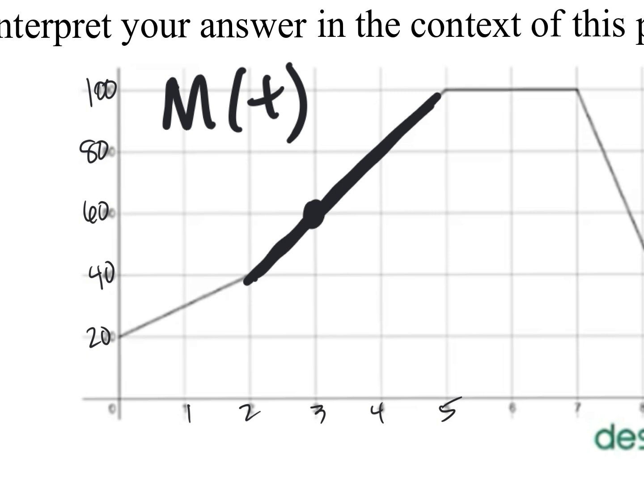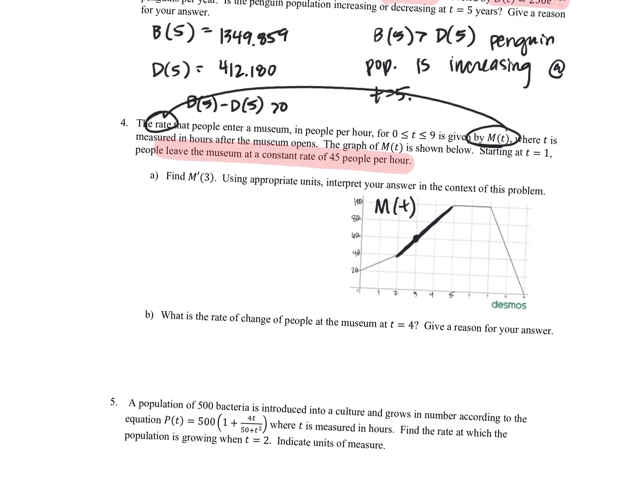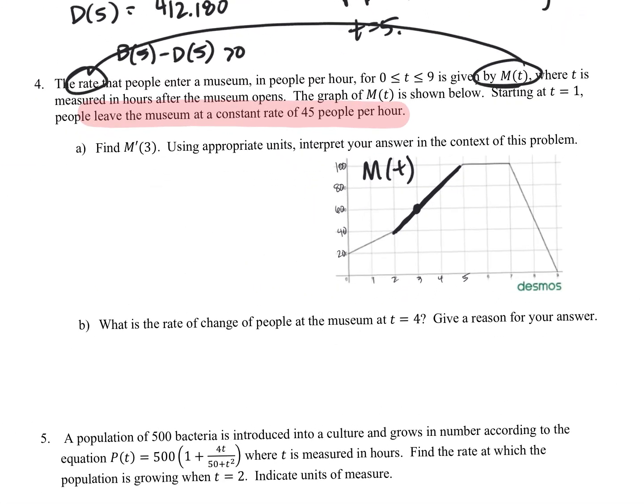So what's going to be my slope? Rise 20, run 1. 20 over 1. Okay, so we're going to say M prime of 3 equals 20. Oh, and what would be those units? And this says use the appropriate units. People per hour. Yeah, because M was people per hour. M was a rate.